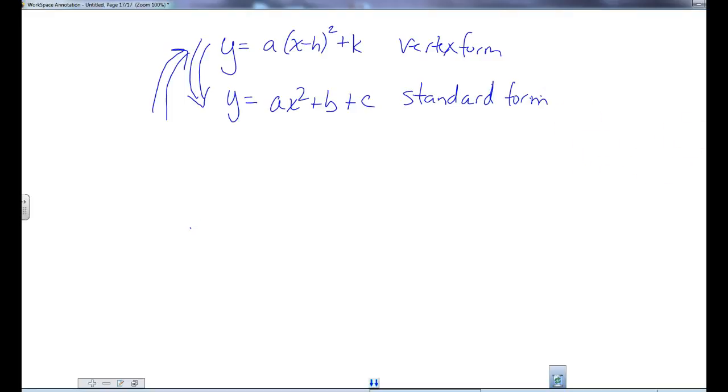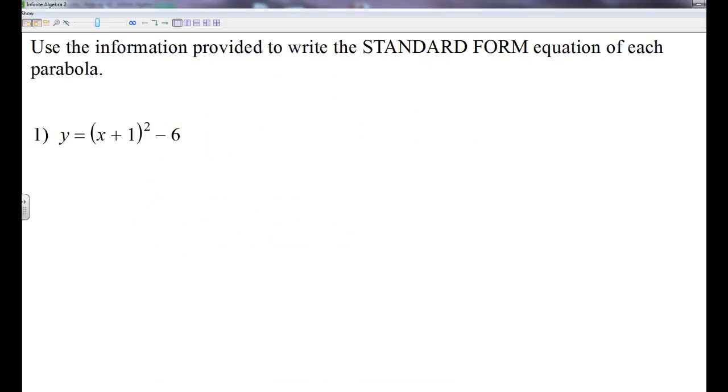Alright, so let's get to your notes page. Notes page should look something like this, should be the first problem. The directions say, use the information provided to write the standard form equation of each parabola. Okay, we see the parabola right now is in vertex form. So it's really a fairly easy conversion to get to standard form.